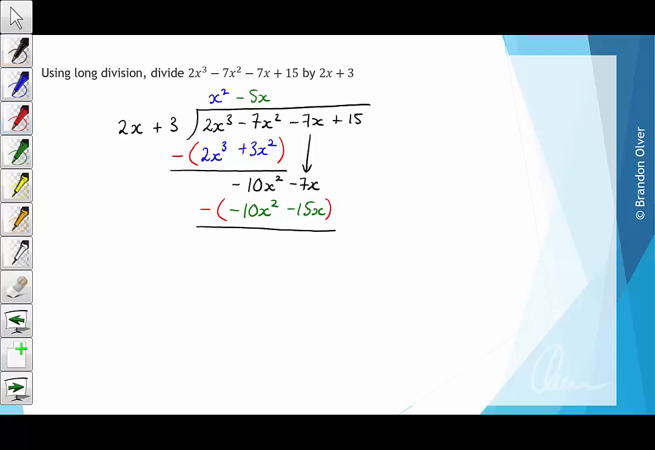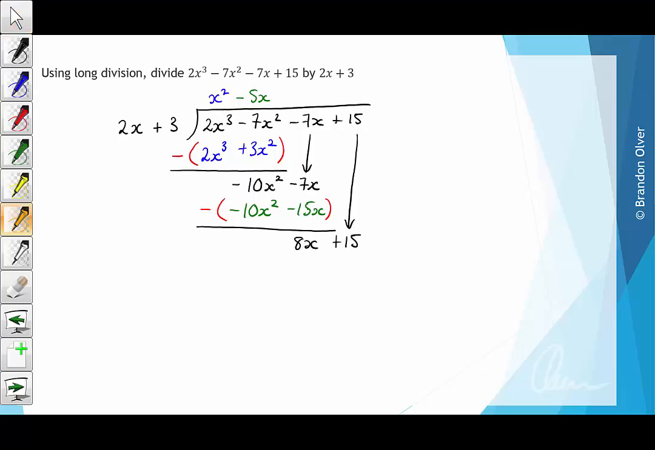So when we have minus 10x squared minus 10x squared, that will be minus 10x squared plus 10x squared, so they'll cancel. And then we'll have minus 7x minus negative 15x, which will give us minus 7x plus 15x, which all up will give us positive 8x. And then the positive 15 comes down for the next stage.